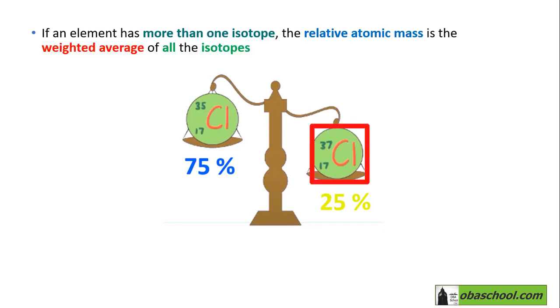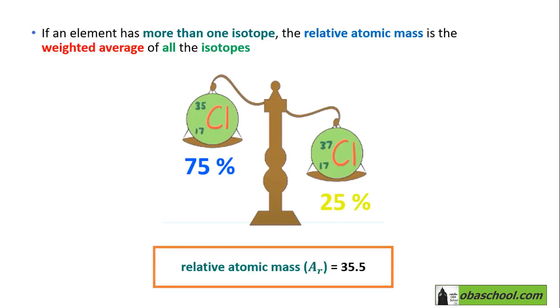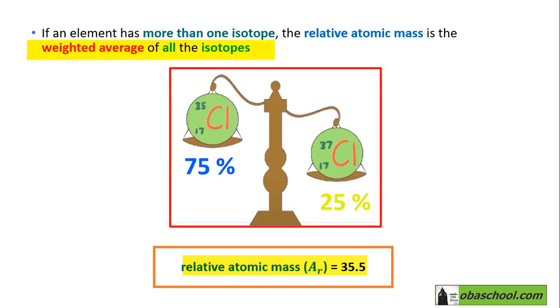As a result, our relative atomic mass, which is the average mass of one atom of the element, is not exactly 35 or 37. Instead, the relative atomic mass for chlorine, or the Ar value, is the weighted average of the isotopes, which in this case is 35.5.